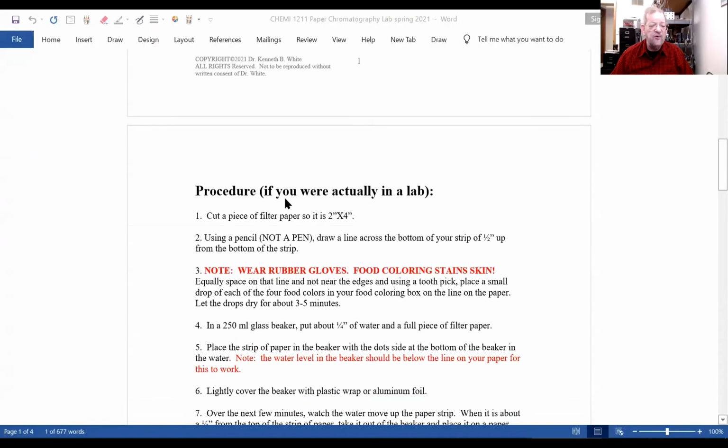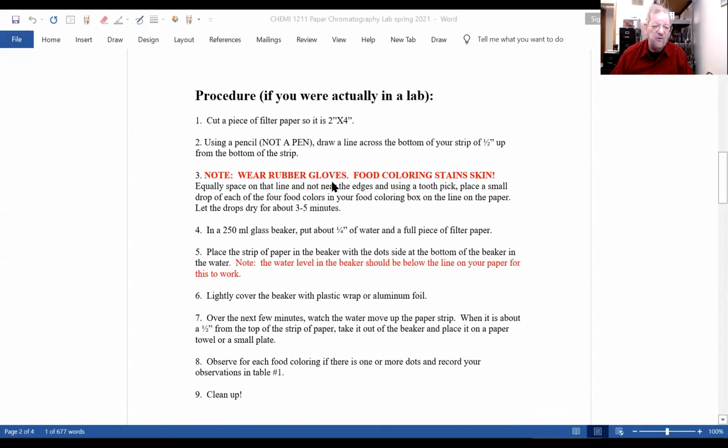And let's look, if you are actually in a lab, and we do this in a lab. We use filter paper, which is sort of cheap, but it works sort of. And you use a pencil, not a pen, to draw a line at the bottom of your strip of paper about a half inch up. And then you wear gloves.